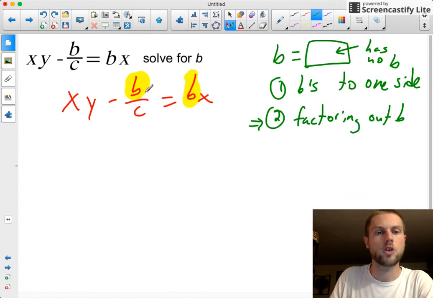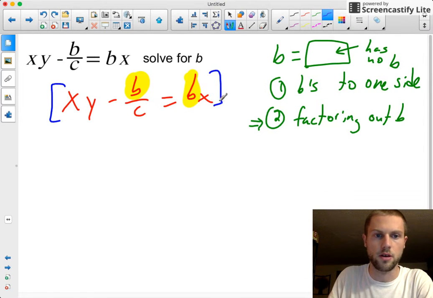So we can start off a number of ways, but what I'm going to do is I want to get rid of this c in the denominator. So I'm going to start off by multiplying everything by c. Now the reason I'm doing that is because that's going to eliminate this fraction, and that's going to make life easier for me. I don't have to worry about common denominators, anything like that.